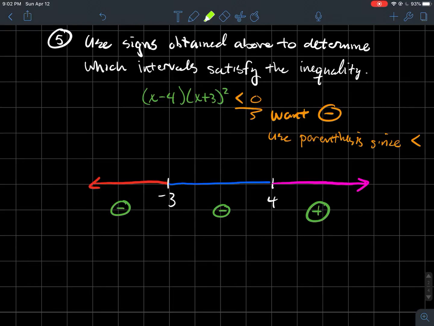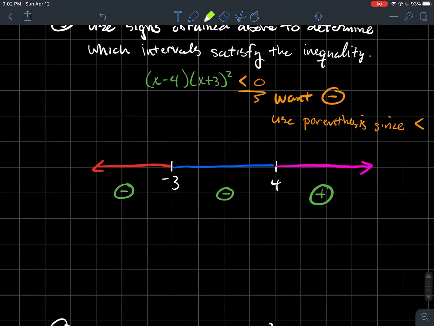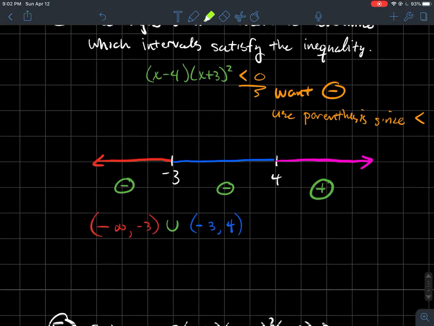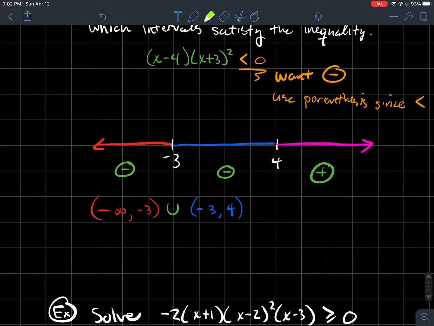So what do we have then? Well, this red interval got a minus and this middle blue interval got a minus. So the red and the blue interval should be the answer to this inequality that we're asked to solve. The red interval is minus infinity to minus 3, not including negative 3, because remember, at negative 3 we're equal to 0, but this says I don't want to actually be 0. Then there's a little break there at negative 3, so I've got this union, and the next interval in blue is from minus 3 to 4. And that's the answer to this one.